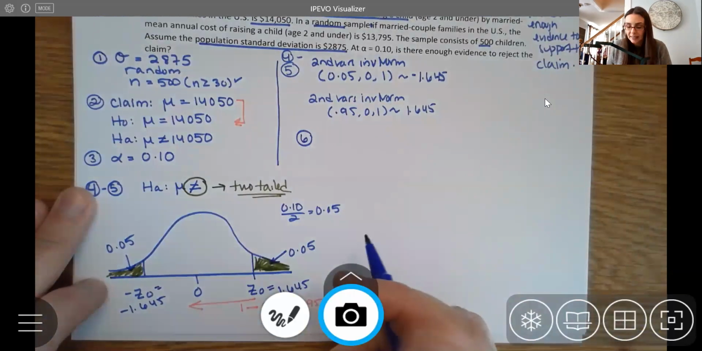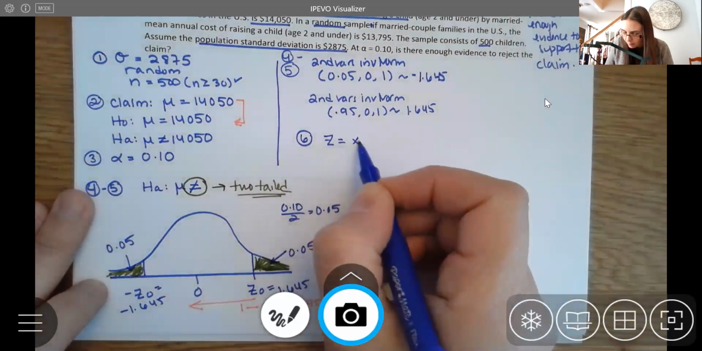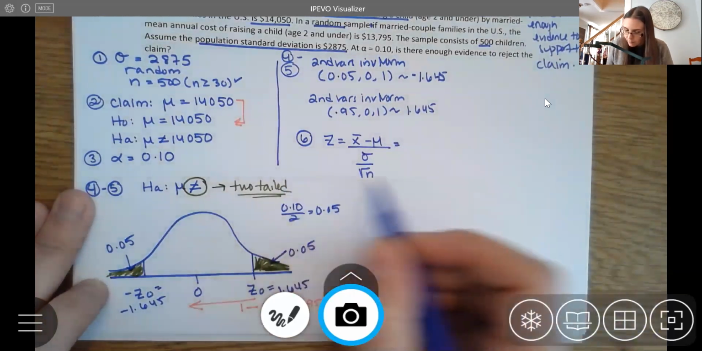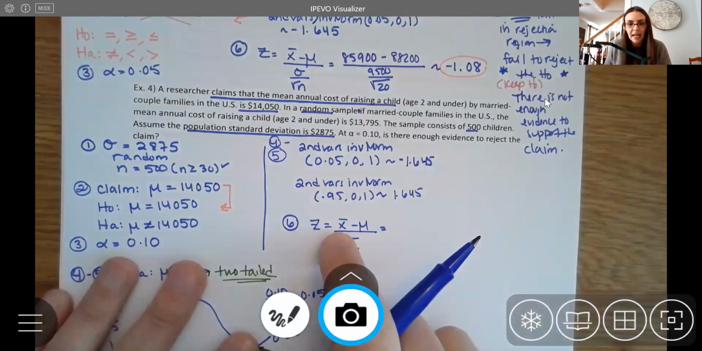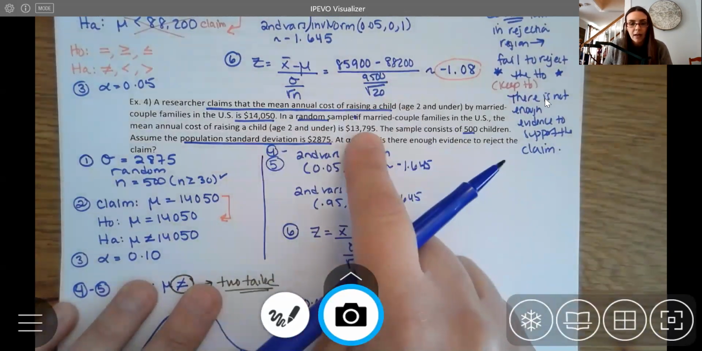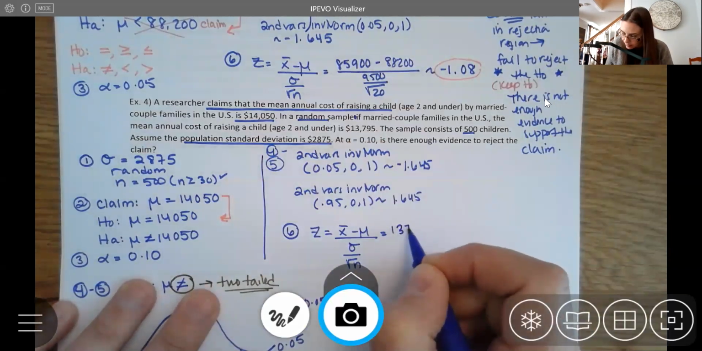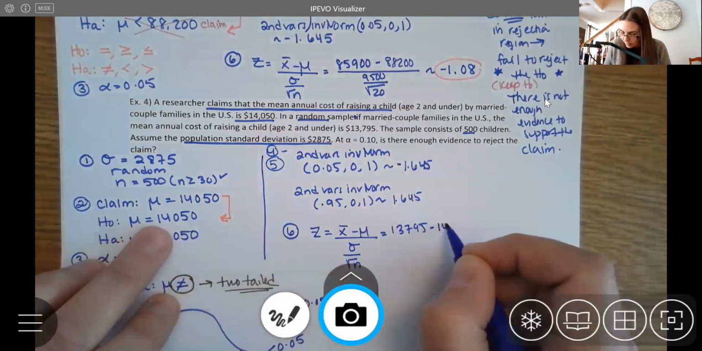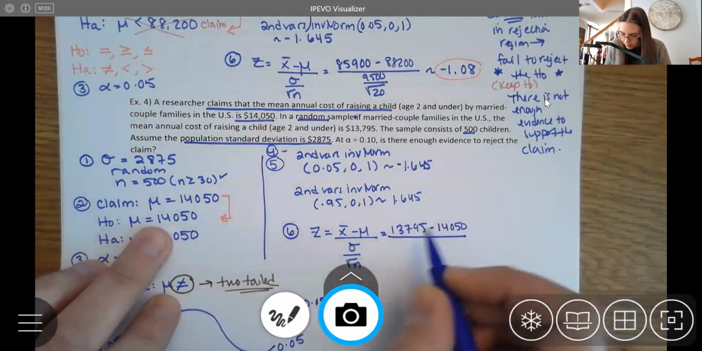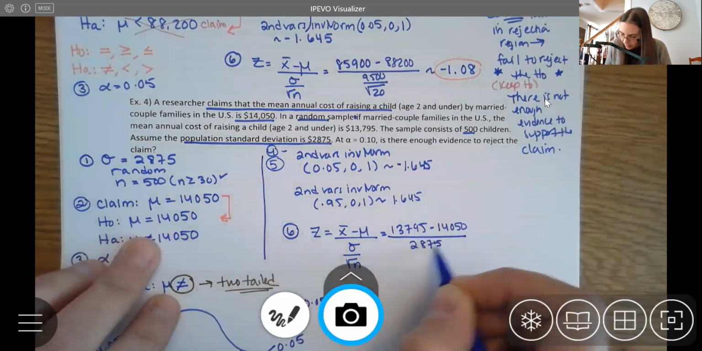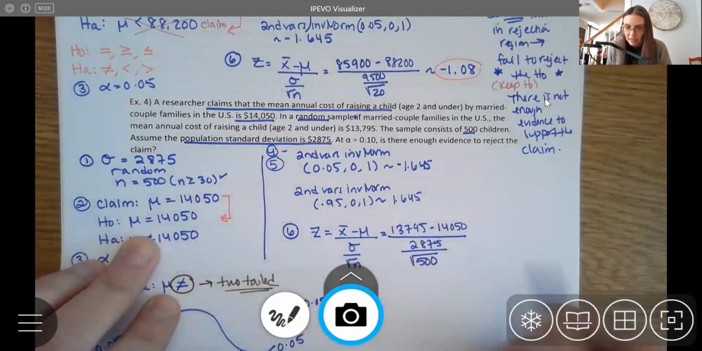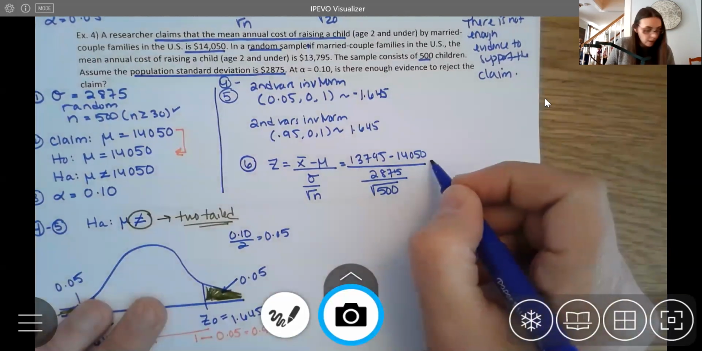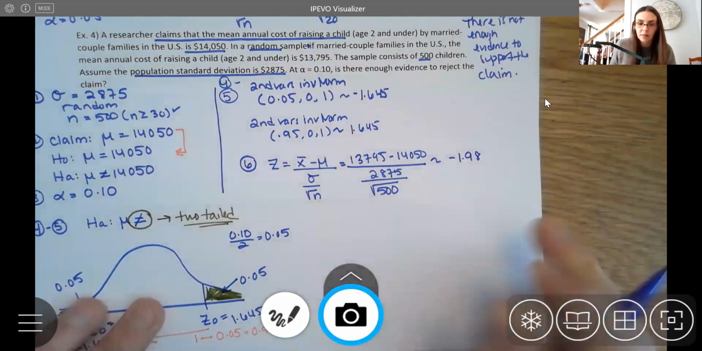My next step is I do have to do my test statistic. So I'm going to take that formula here. All right, now here, just be careful. This is our sample mean. So our sample mean is up here in the paragraph. It was 13,795. And the mean for the population is what you're testing, so that's 14,050. My sigma was 2,875, and I have a very large sample here, which is nice. I have a sample of 500. So when you divide that all out, you are going to get about negative 1.98 for your value.